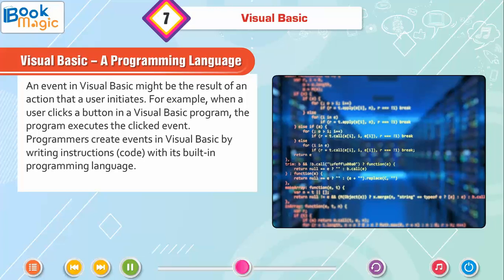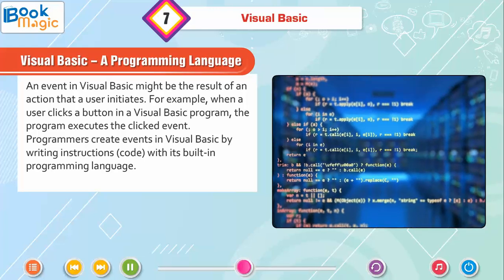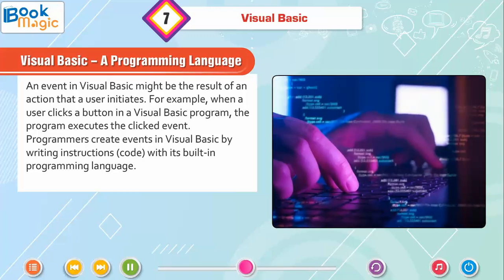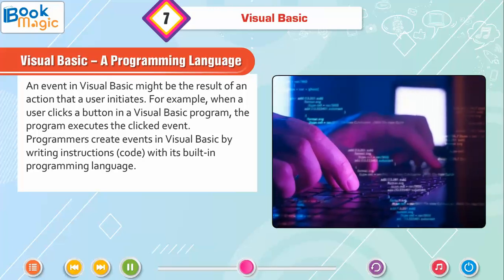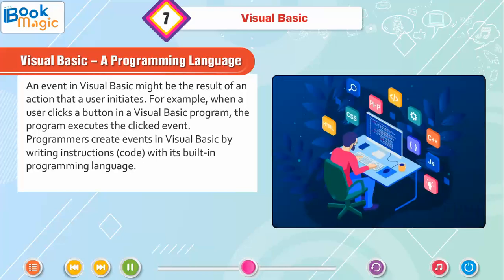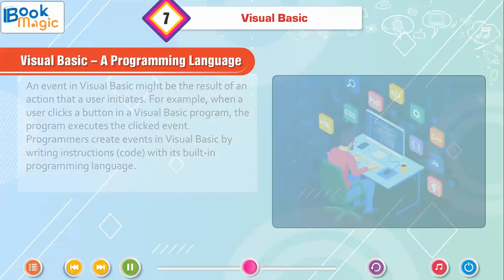An event in Visual Basic might be the result of an action that a user initiates. For example, when a user clicks a button in a Visual Basic program, the program executes the clicked event. Programmers create events in Visual Basic by writing instructions or code with its built-in programming language.